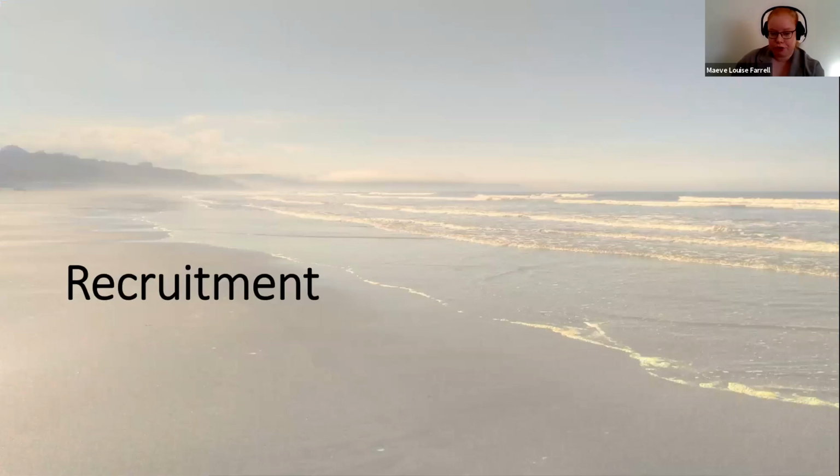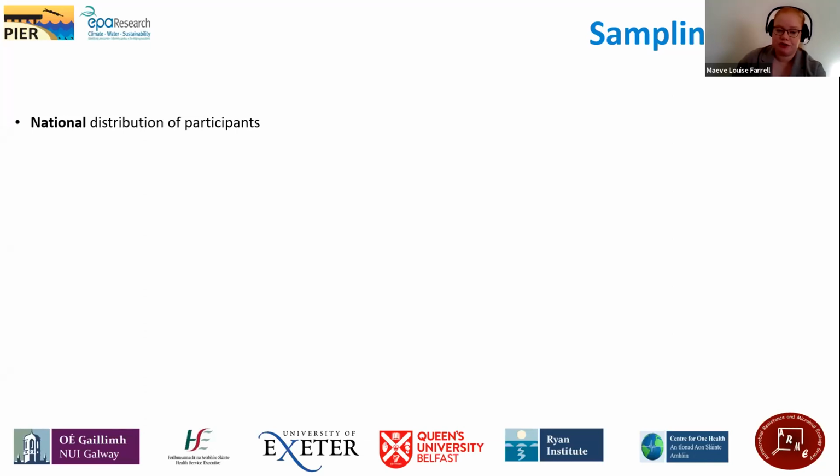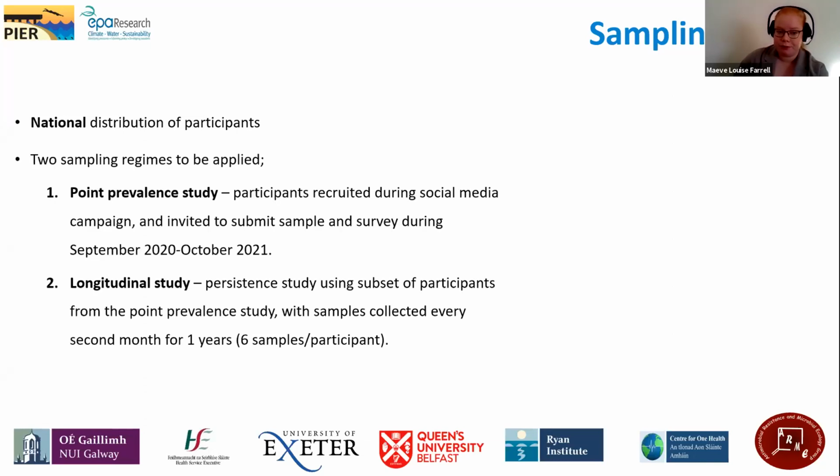So just to go through the recruitment in the PEER project. We had a national distribution of participants, which were broken down into 2 sampling groups. So our point prevalence study, where participants were invited to submit a fecal sample and survey during a 1-year period, September 2020 to October 2021. So this has just concluded. And then we will also be doing a longitudinal study, which is essentially a persistence study, including a subset of the participants from the point prevalence study. And we will follow these people over a 1-year period and collect 6 samples.